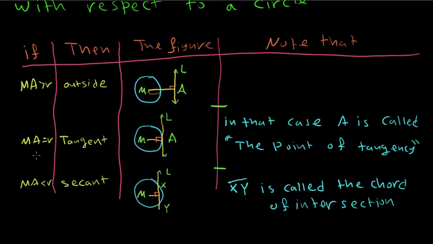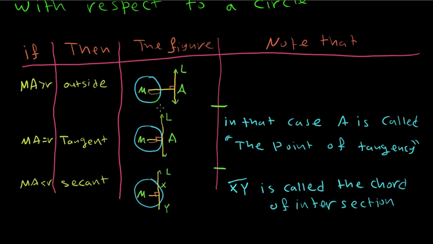If MA equals the radius, then L will touch the circle in the point of tangency, or in one point. This point we call the point of tangency, and the straight line L we call a tangent. So if MA equals the radius, the straight line we call a tangent, and the point A we call the point of tangency.